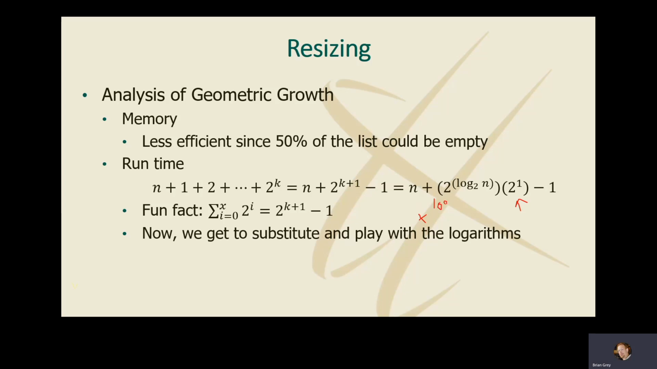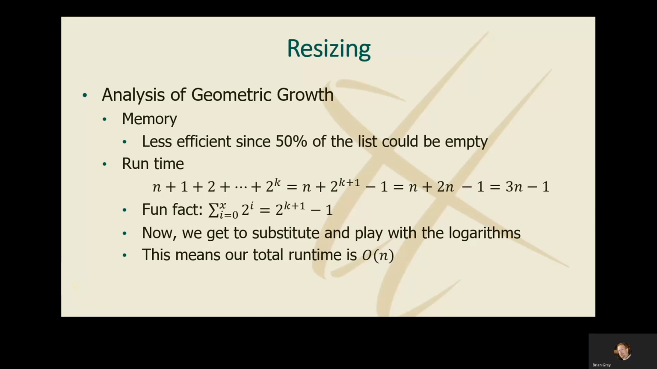x to the log base x of n is just n. Right? Because we have our exponent and our base, this log is basically an undo operation. We can just pull n down. And that starts getting simple. We solve our exponent, we multiply, we add, and it means that our total runtime is big O of n.